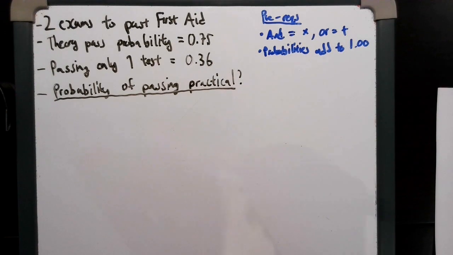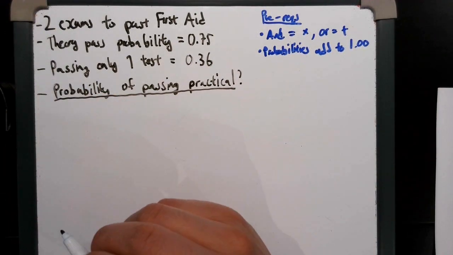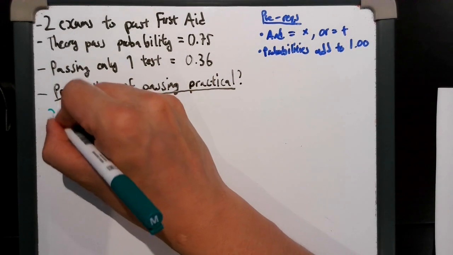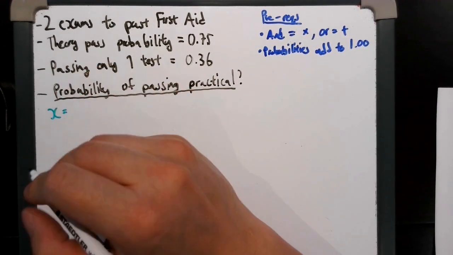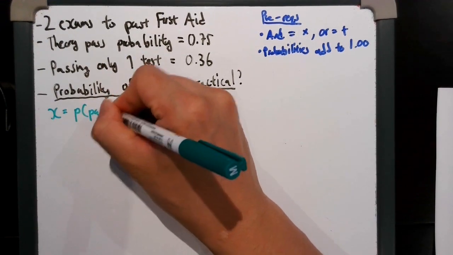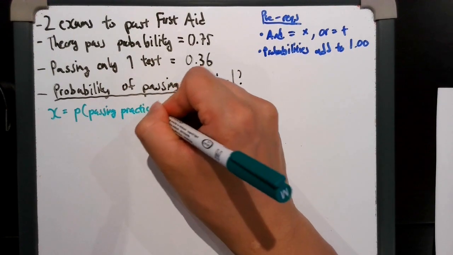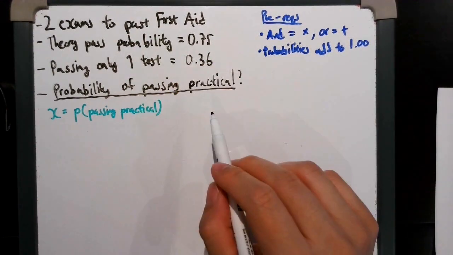So our first step would just be to assign a variable for what we're trying to solve. We can just call it x, because that's just common. So x is the probability of passing the practical. So that's what we're trying to get, okay? And we can represent everything in terms of x.